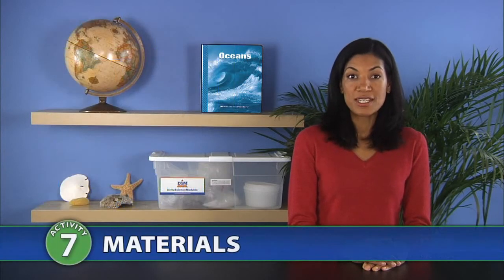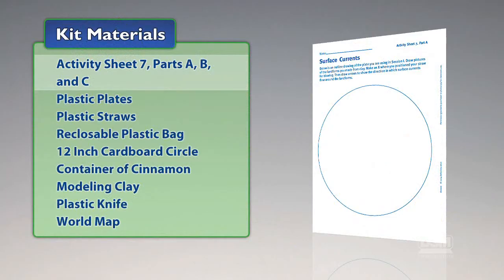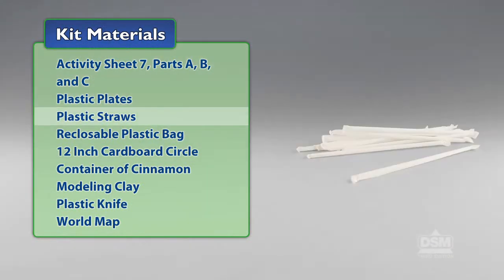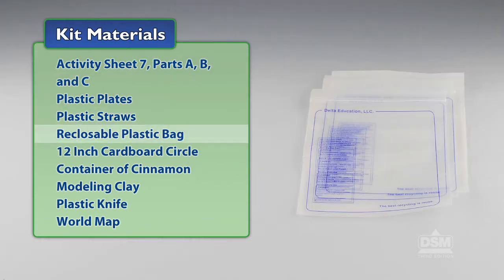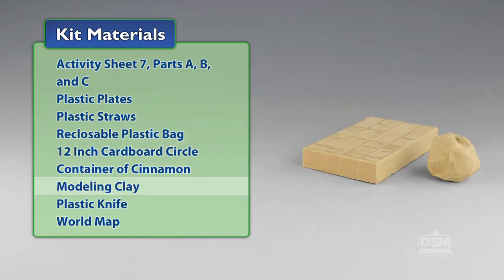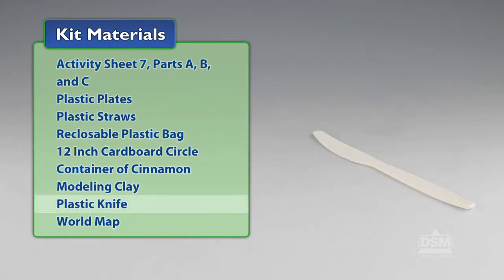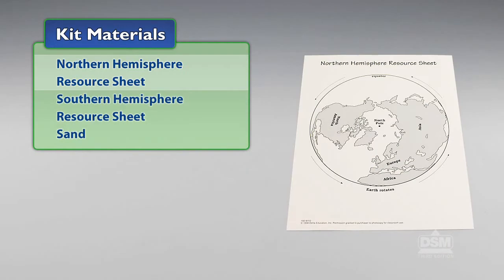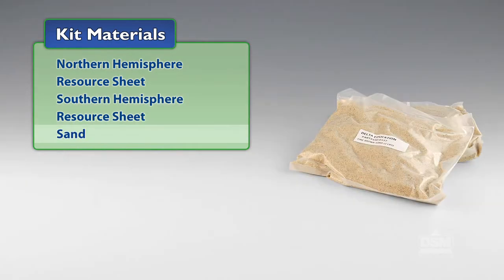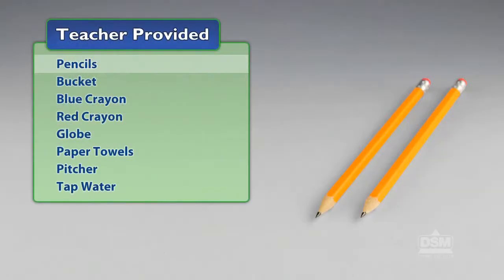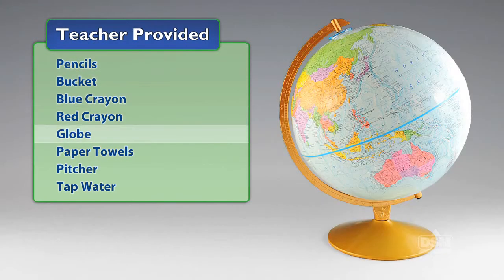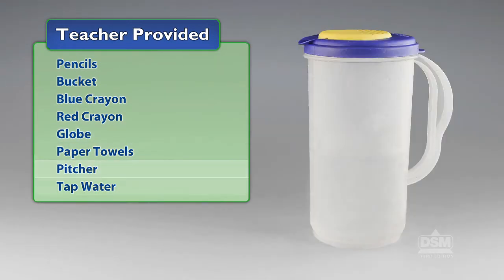You will need the following materials from the kit. Activity Sheet 7, Parts A, B, and C. Plastic plates, plastic straws, reclosable plastic bag, 12-inch cardboard circle, container of cinnamon, modeling clay, plastic knife, world map, Northern Hemisphere resource sheet, Southern Hemisphere resource sheet, and sand. You will also need to provide pencils, bucket, blue crayon, red crayon, globe, paper towels, pitcher, and tap water.